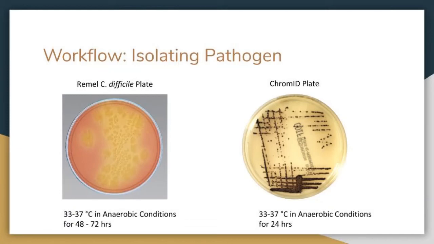To confirm the anaerobic conditions, the C. difficile colonies will be subcultured to a blood agar plate and inoculated at 33 to 37 degrees in ambient air.